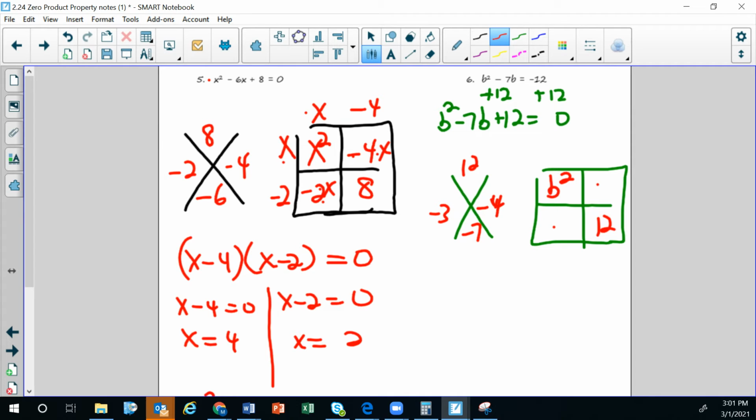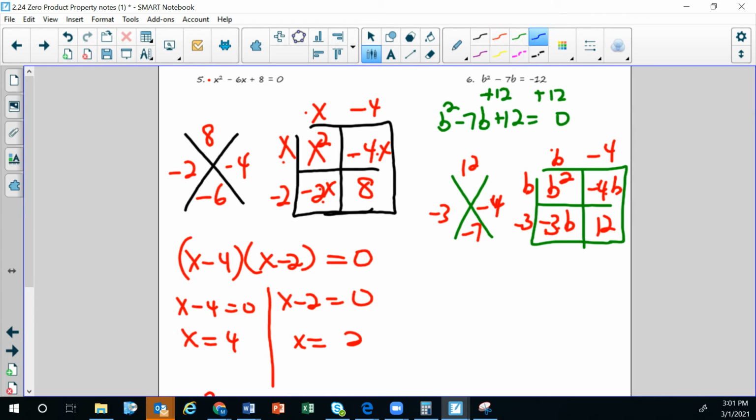And so this is going to give me a 3b. Okay, this should be a negative 3b and a negative 4b. And so this will be a b here. This will be a b here. And what times b gives me negative 4b? That's a negative 4. What times b gives me negative 3b? That's a negative 3. So my factors are b minus 4.